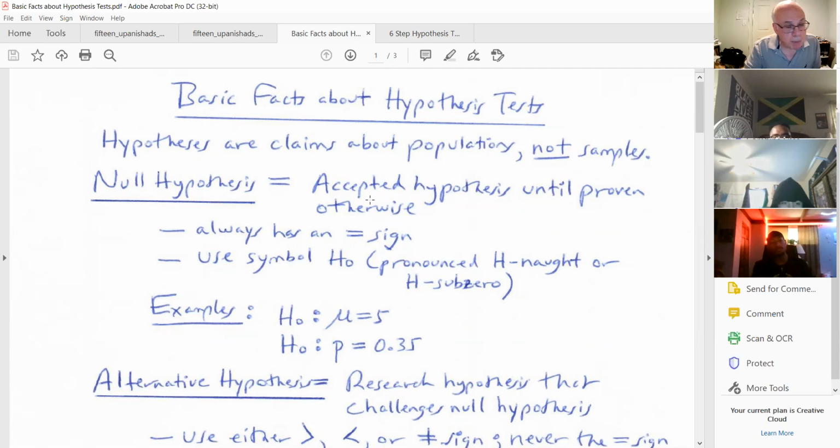It's basically, in most cases, the accepted hypothesis that researchers or people in society accept. It's the one that we will consider to be true until proven otherwise. We're going to consider the null hypothesis to be true. It always has an equal sign. So we're always going to state the null and alternative hypotheses symbolically.